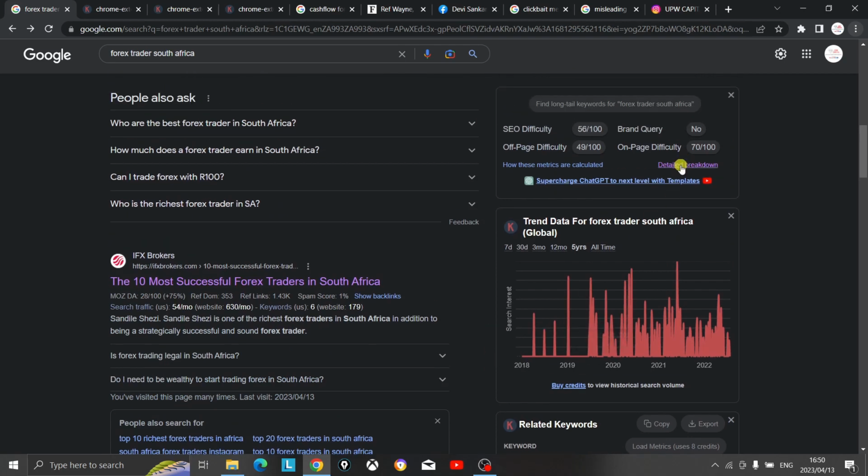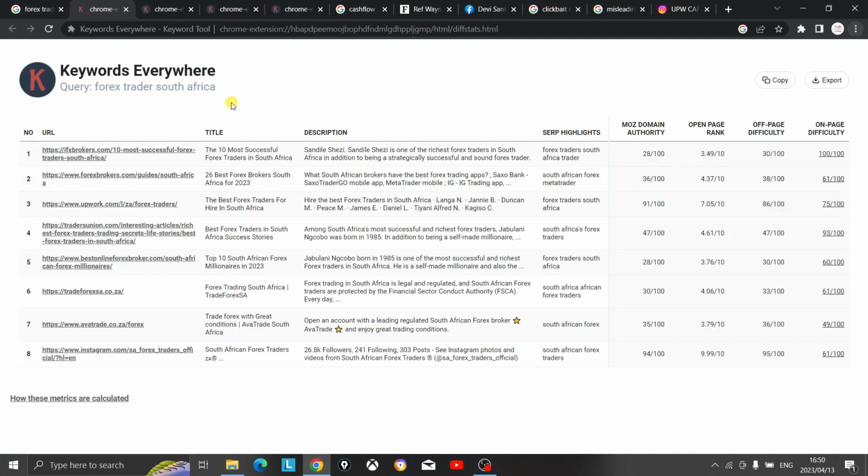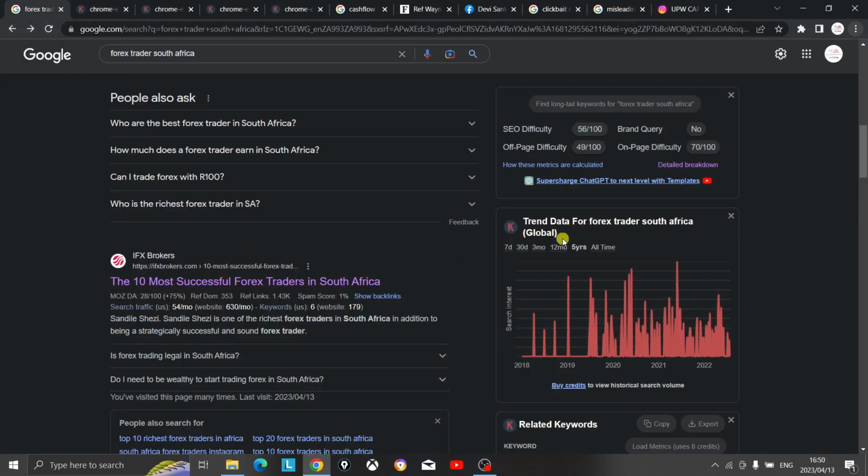If you look at my tool here under detailed breakdown, Keywords Everywhere shows us 8 websites and it gives us domain authority, page rank, page difficulty, and much more information. They also give the trend data for Forex Trader South Africa. So it's a search interest here on the 5-year. You can see it's a hot topic.